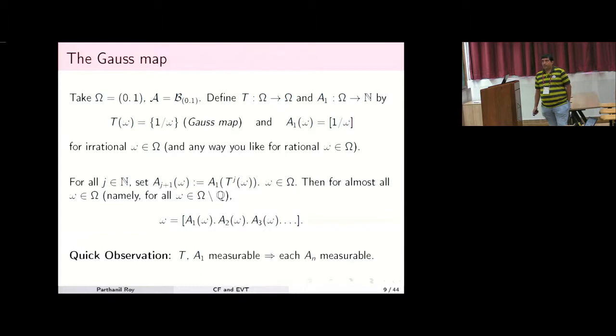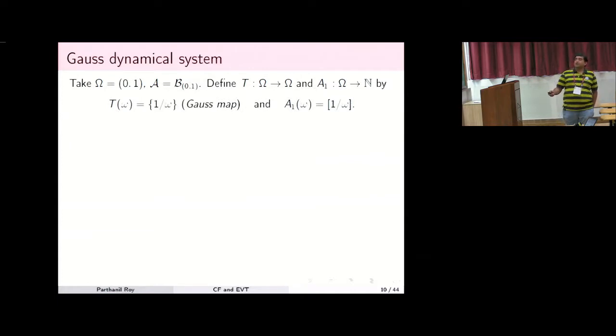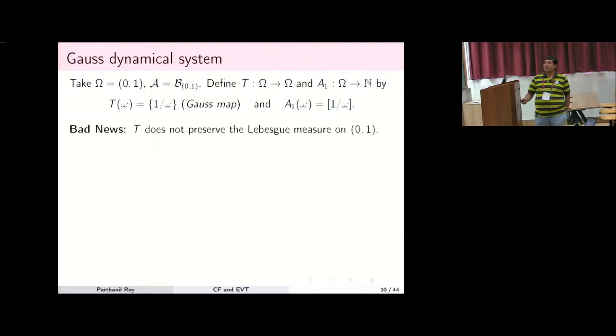Okay, so far so good, but we need a probability measure. Otherwise, why am I talking applied probability here? So let's look at this. Let's go back quickly. Omega is 0, 1, and T is this map, A1 is this map. Bad news is that T does not preserve the most important probability measure on 0, 1. Sorry, guys. But any bad news has to be followed up by good news. So here is the good news.